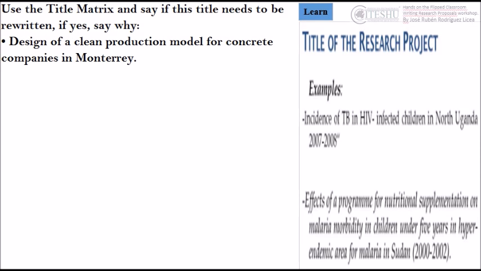Use the title matrix and say if this title needs to be rewritten. If yes, say why. Design of a clean production model for concrete companies in Monterrey.